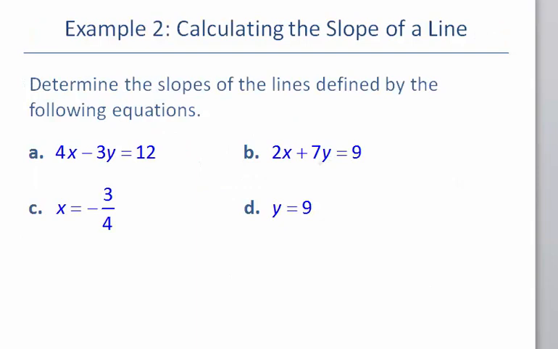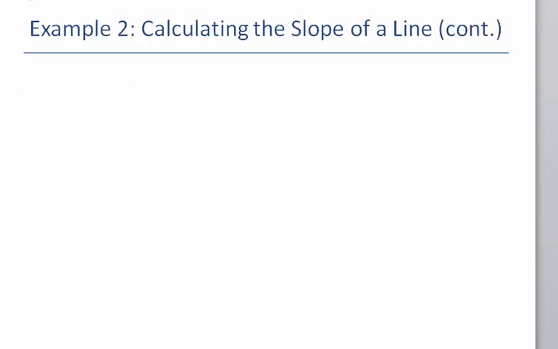Let's move on to part B. Part B gives me the equation 2x plus 7y is equal to 9. And again, our job is to find the slope. We need 2 points in order to find the slope. And so let's look at what 2 points we want to use.